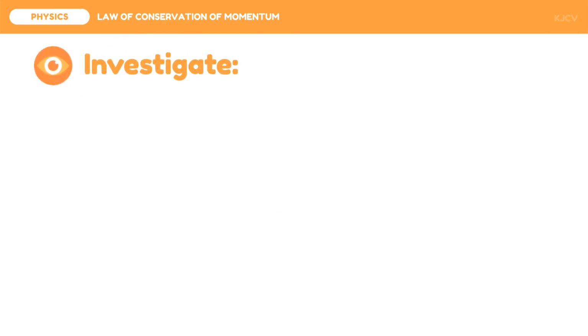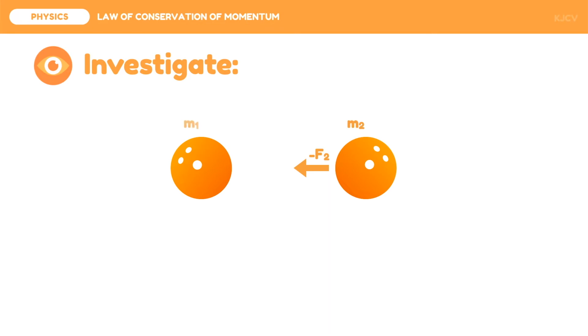Suppose there are two bowling balls. Bowling ball number 2 hit bowling ball number 1, which made them move separately after the collision. Before collision, the momentum of the two balls is 0 since they are at rest. But during collision, the second ball, with mass m sub 2, exerted the force F sub 2 going to the left to hit the first ball. In return, the first ball with mass m sub 1 exerted the same amount of force on the second bowling ball but in the opposite direction.